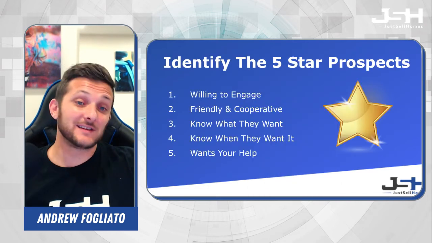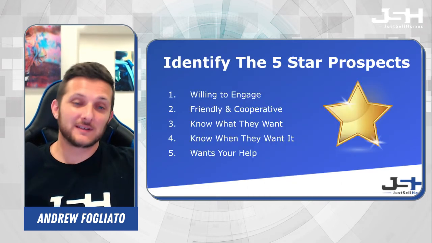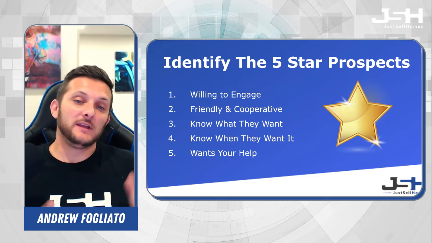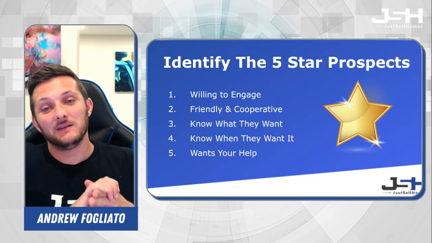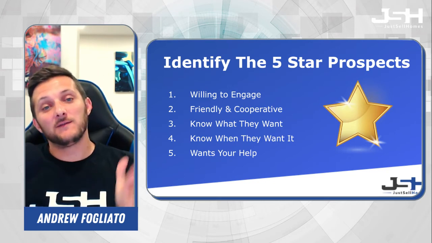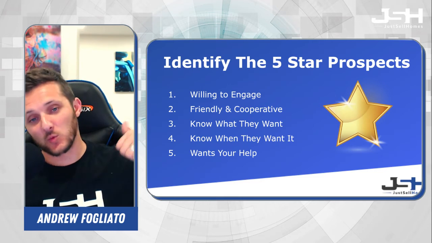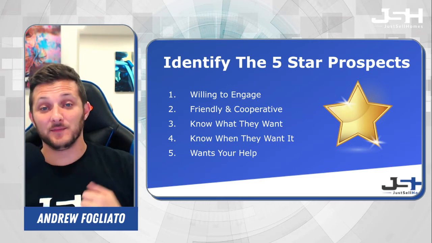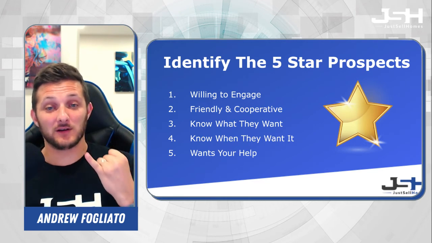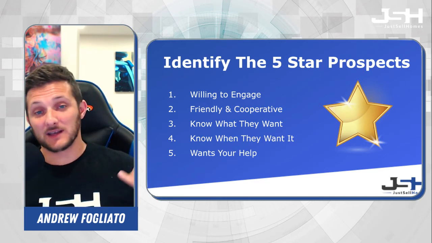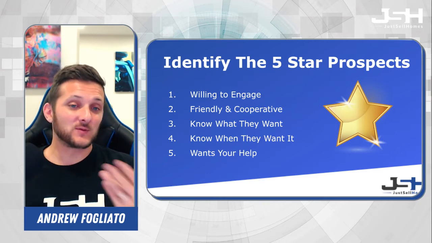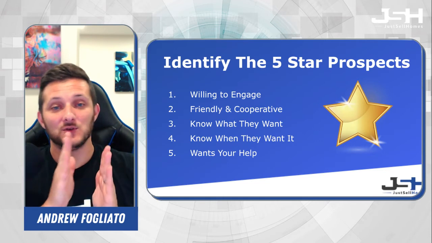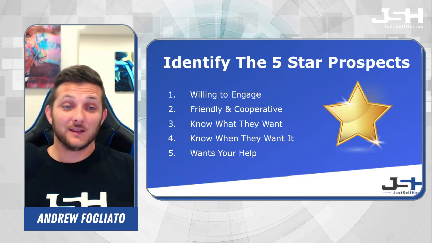And when you're doing this initial follow-up as well, this is another Dean Jackson principle. I know I mentioned him a lot because he's just a brilliant marketer. But what he says is you want to identify the 5-star prospects. And what makes someone a 5-star prospect is they're willing to engage with you, they're friendly and cooperative, they know what they want, they know when they want it, and they actually want your help to do it. So just think about the leads. Do they check off these 5? And that's what these conversations, when they're engaging with you, is all about, is getting them to check off all 5 of these.